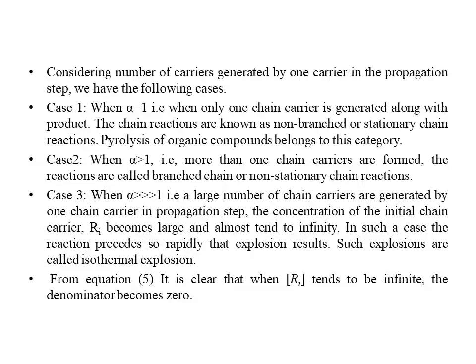Now, dear students, considering the number of carriers generated by one carrier in the propagation step, we have the following cases. Case number 1, when alpha is equal to 1, that is, when only one chain carrier is generated along with the product.